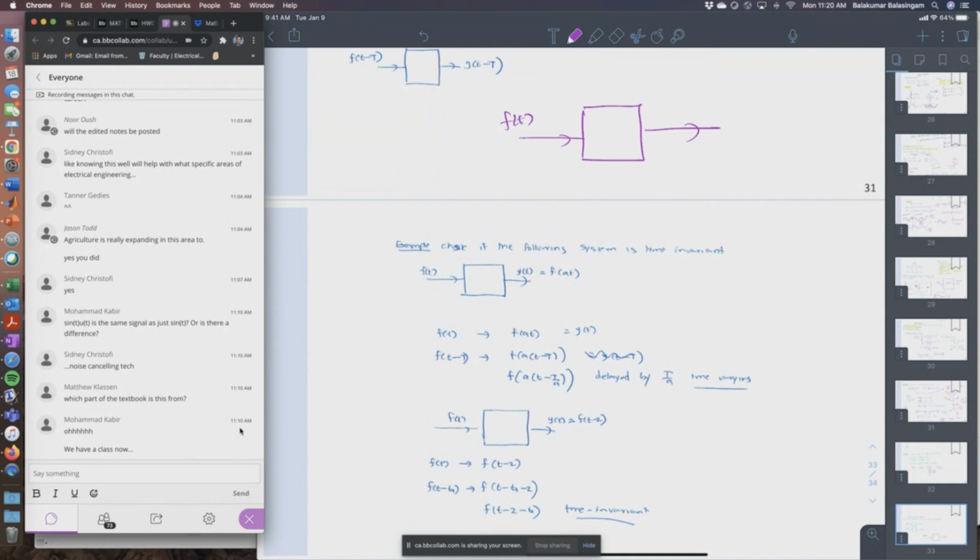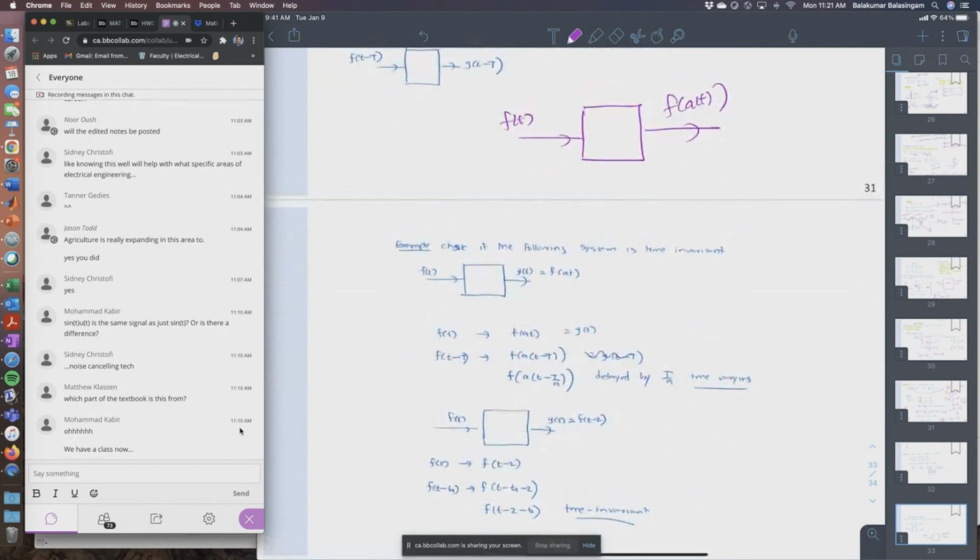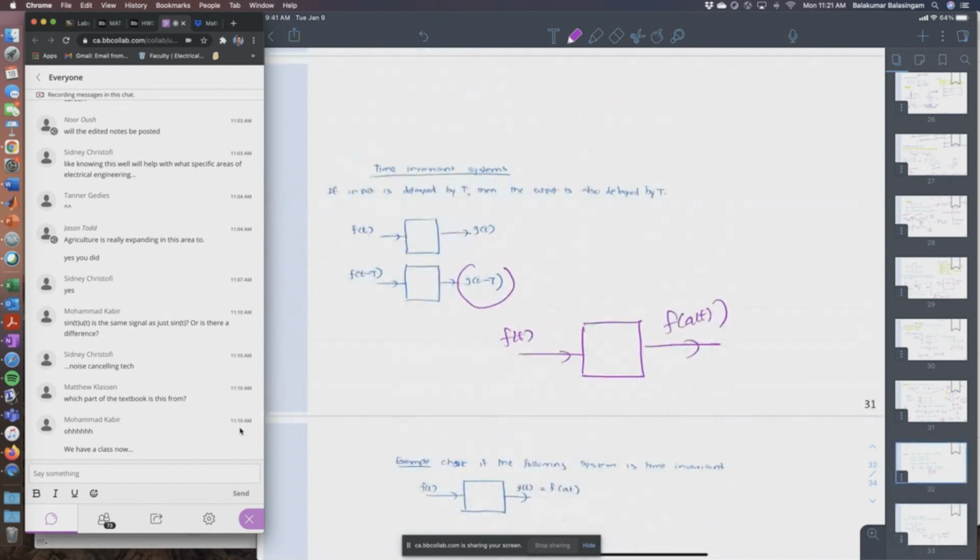Okay, I will quickly say that, just take this example: f(t) is the input and f(at) is the output, and apply the same concept. If you delay the input by t and the output is also delayed by t, then that is time invariant. So that's checking linear versus checking time invariant. There are a lot of examples in the homework, please check that.